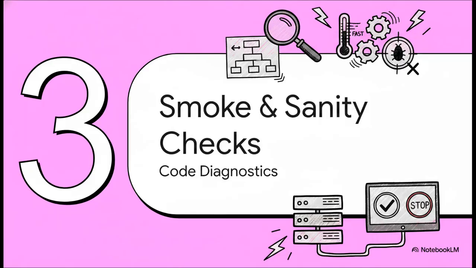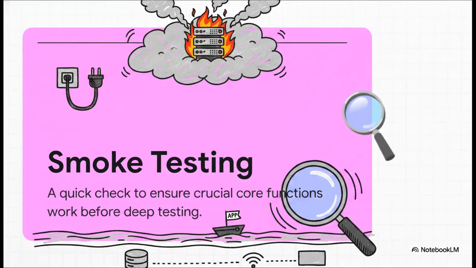Okay, Section 3, Smoke and Sanity Checks. This is our rapid code diagnostics phase. Imagine you just deployed a massive update to your servers. The very first thing you do is a smoke test.